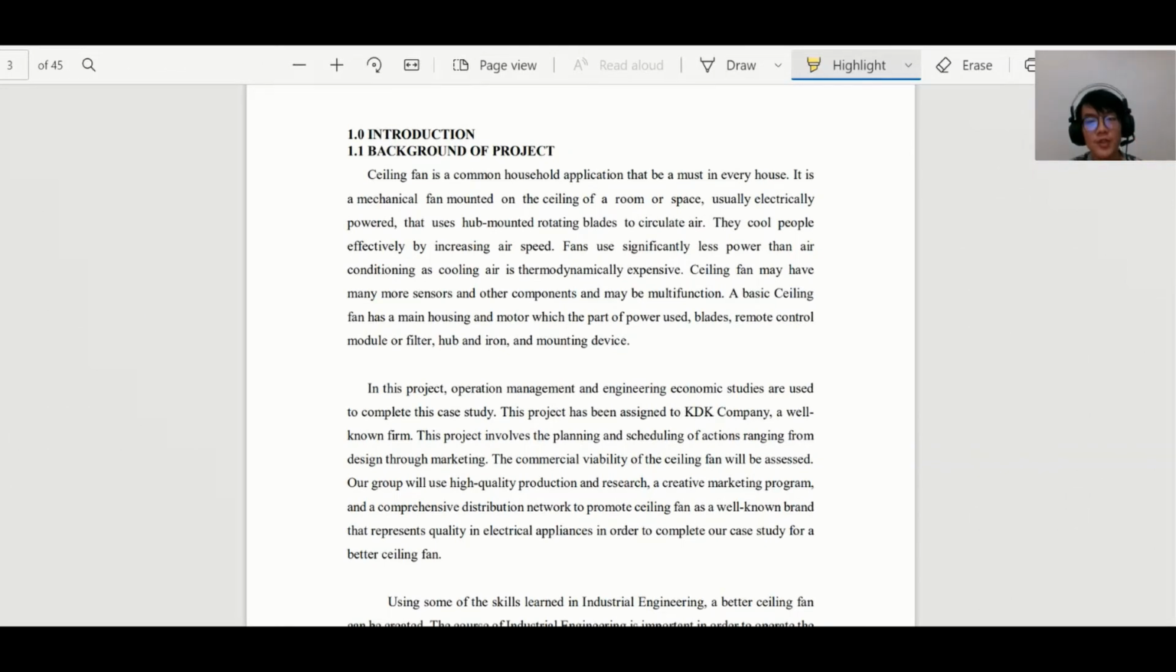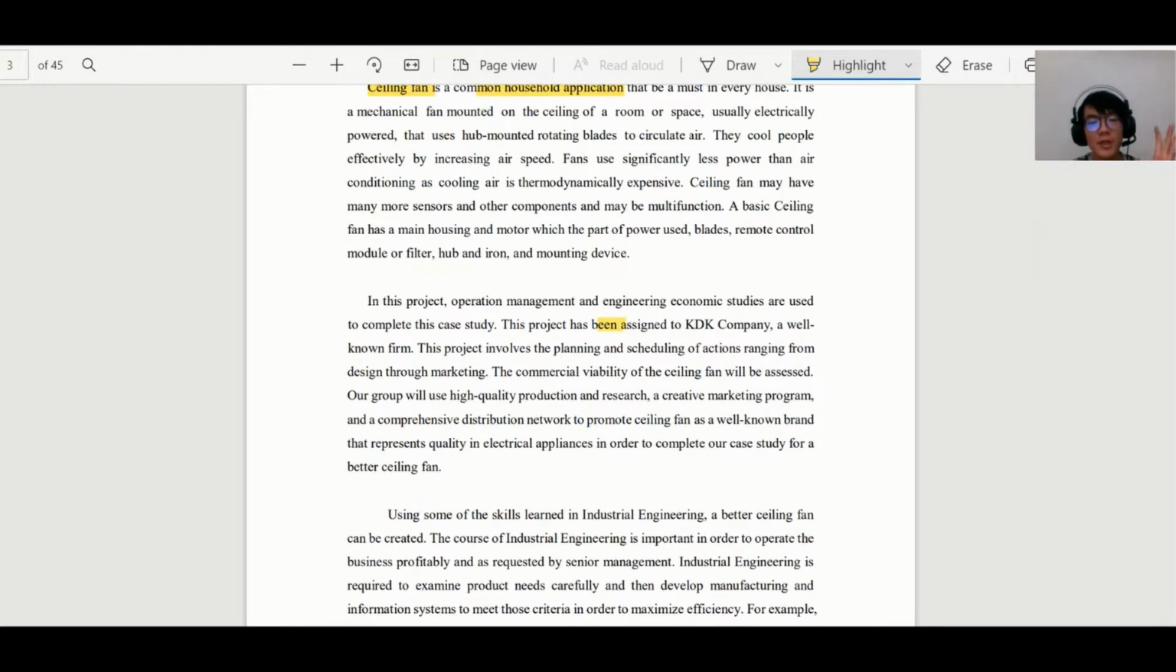So we have chosen ceiling fan because ceiling fan is a very common household application that almost everyone has. Typically in a hot climate country like Malaysia, sometimes the weather is very hot, sometimes we have rainy seasons, but most of the time we need ceiling fans to help cool ourselves down. And also we have chosen KDK company because KDK is a very well-known company in producing ceiling fans.